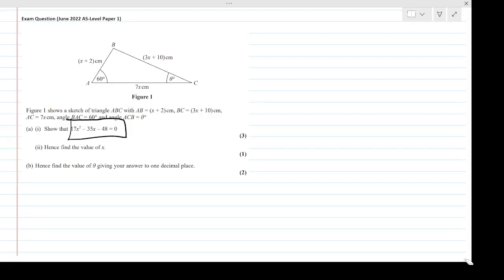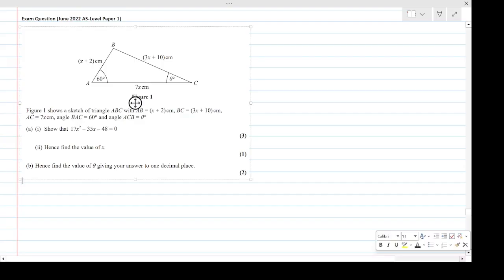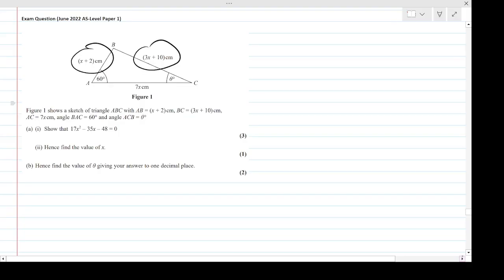Now, again, it looks a bit random. How do we just get this quadratic out of nowhere? But actually, think about it. We've got a triangle with angles and sides, so maybe we can use the cosine rule here, right? So we have 3 sides and a known angle of 60. Why can't we use the cosine rule on that basis then? Well, the opposite angle to 60 is 3x plus 10.